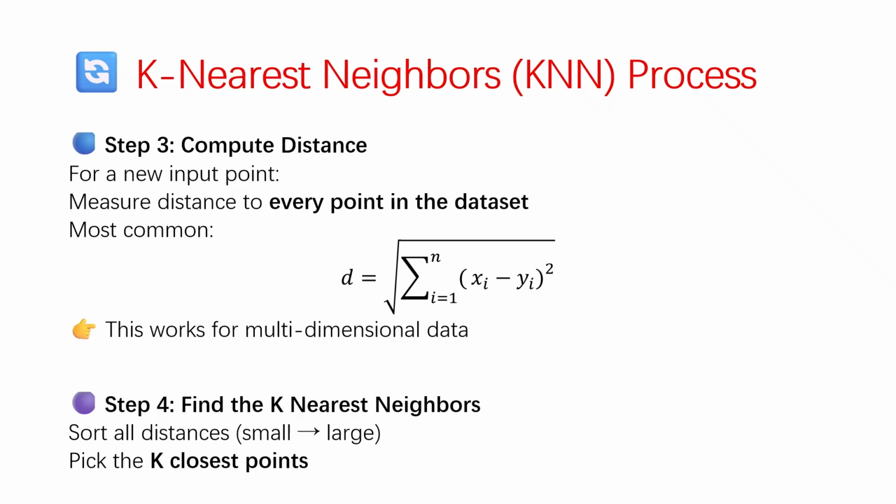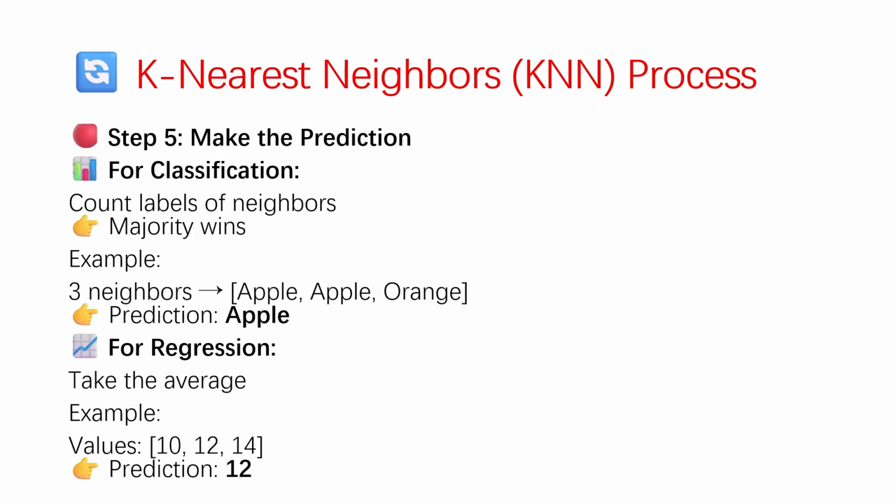In step 4, we find the K nearest neighbors. We sort all distances from smallest to largest and simply pick the K closest points. So at this stage, we've identified the most similar data points, and we're ready to use them to make a prediction. The final step, making the prediction.